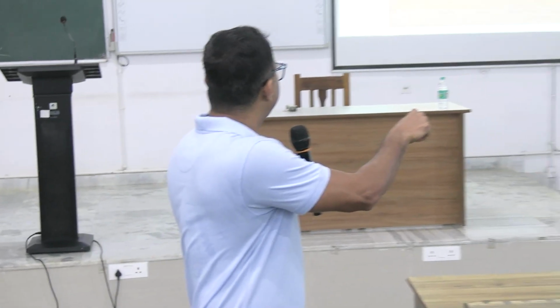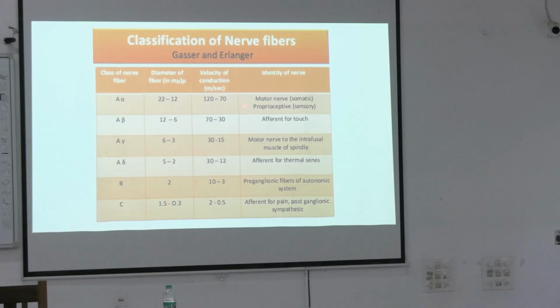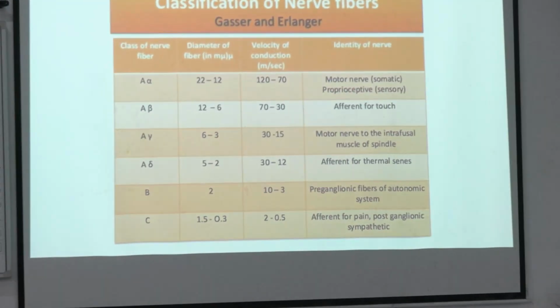Okay, now the question is, when A alpha is sensory, what type of sensation does it take? Does it carry touch, does it carry pain, what kind of sensation? The answer is A alpha is proprioceptive. So when A alpha is motor, it is called somatic motor. When A alpha is sensory, it is proprioceptive.